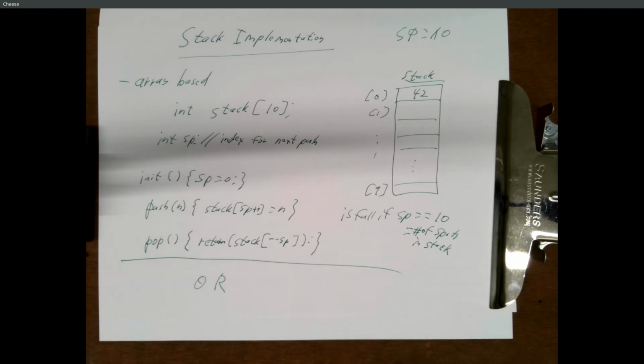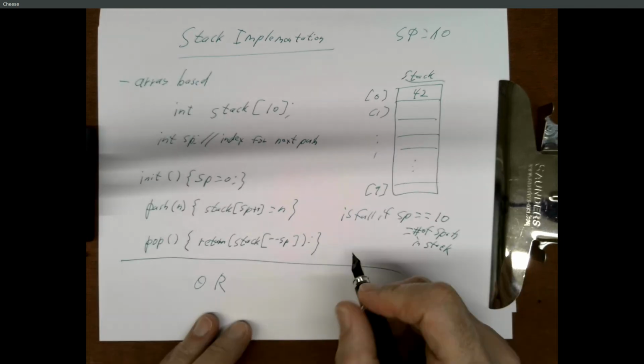Now we made a small stack, 10 elements, but we could have had init create a stack on the fly. We could have it do a malloc and allocate memory for 1,000,000 spots. And then our stack would be full if our stack pointer equaled 1,000,000.